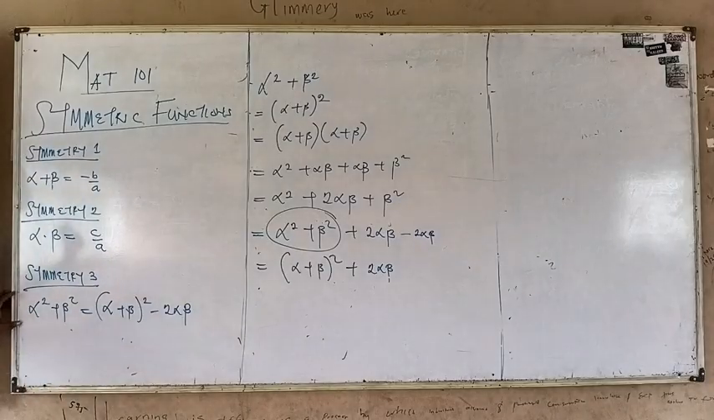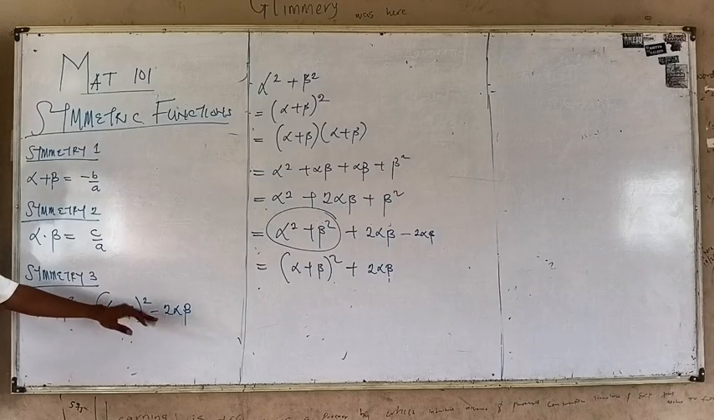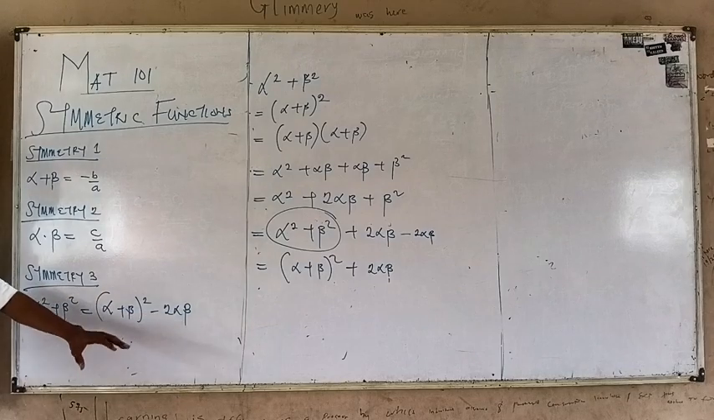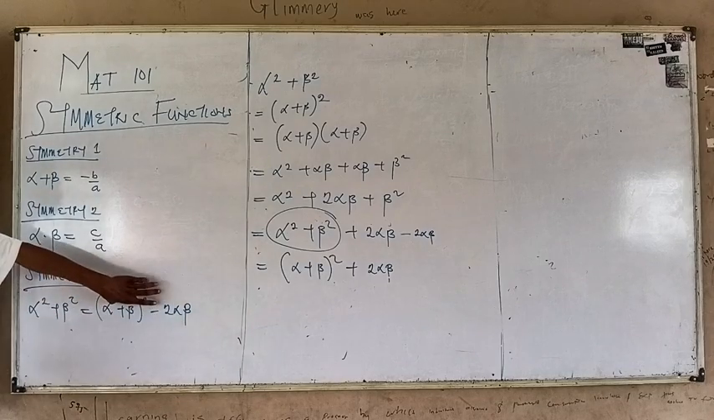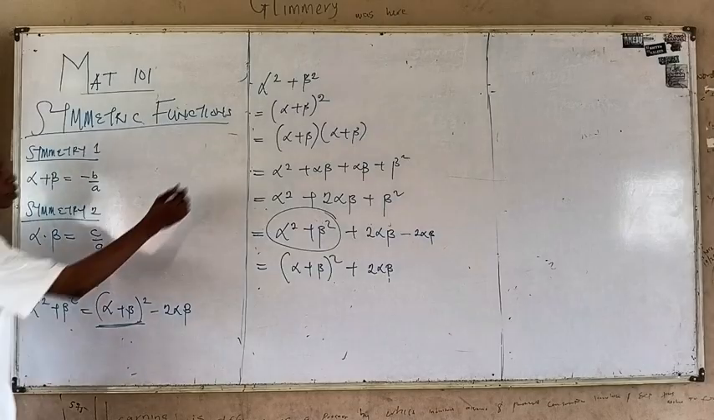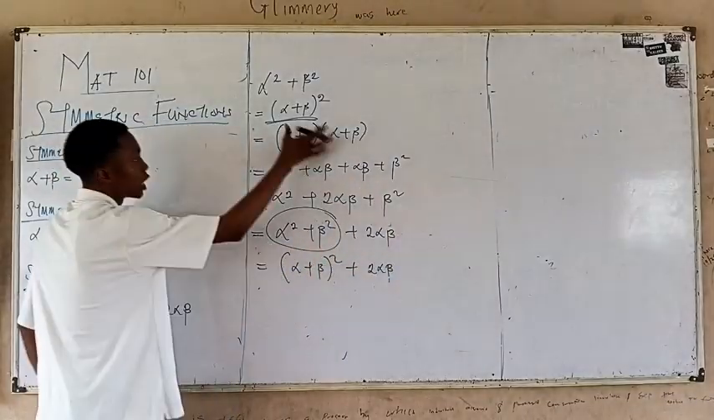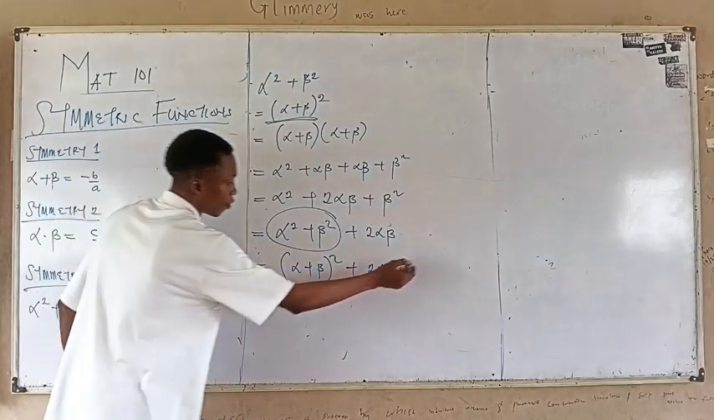This thing, if you write it this way, the formula says alpha squared plus beta squared is always going to turn to what? Alpha plus beta all squared minus 2 alpha beta. I'm not trying to tell you how they derive this thing, I'm trying to show you how. If you look at this and I expand it, it's going to reach here.